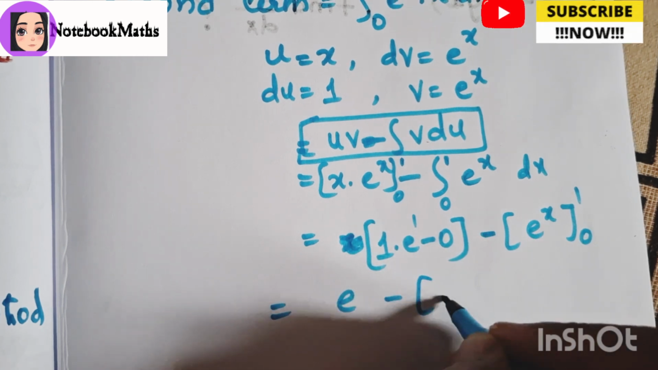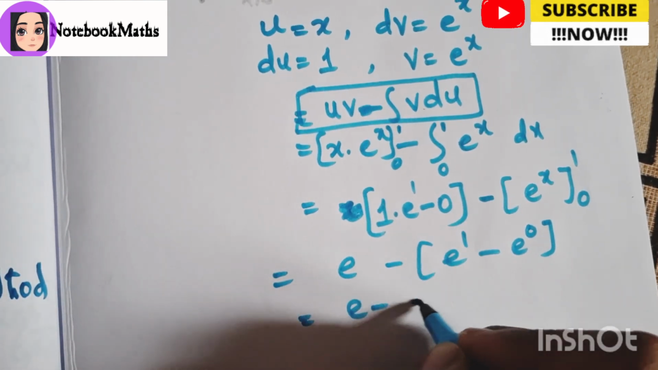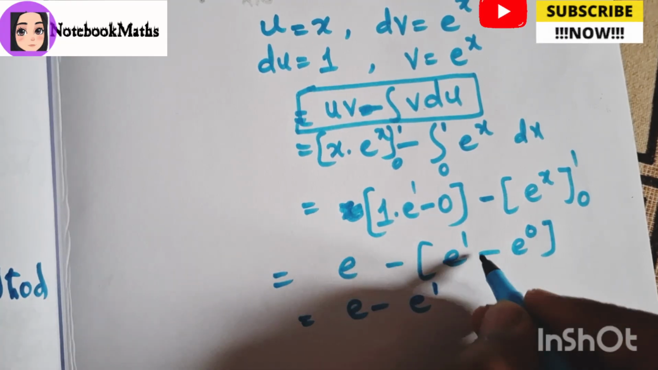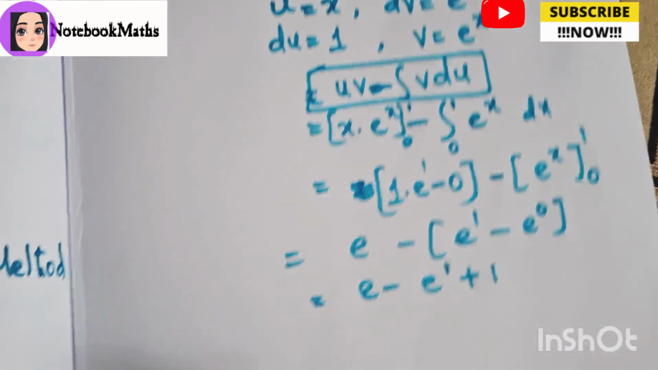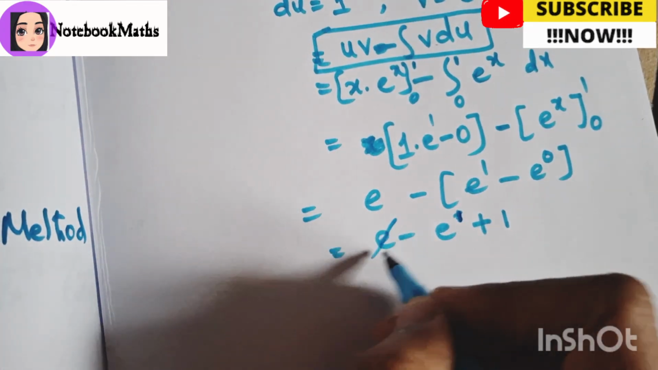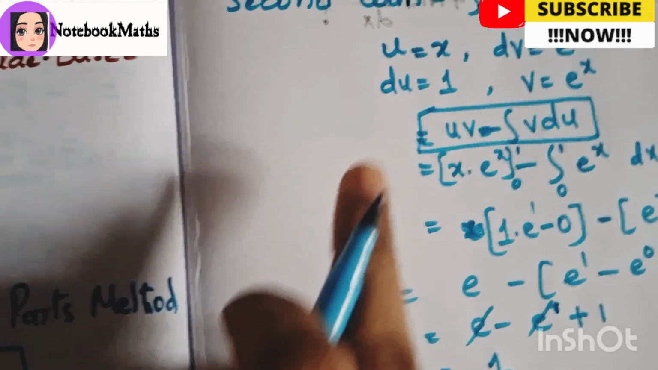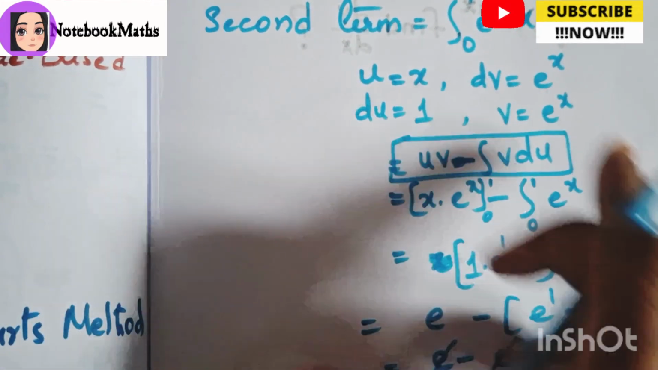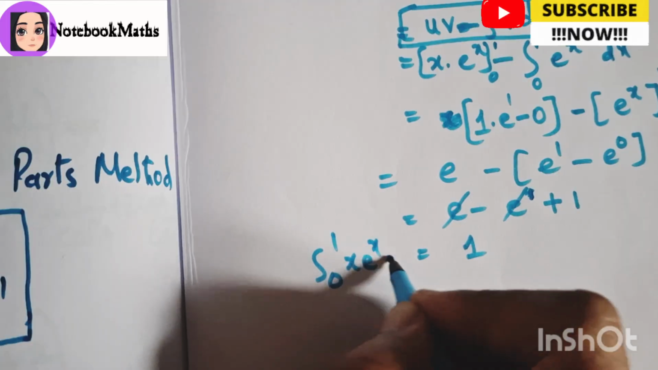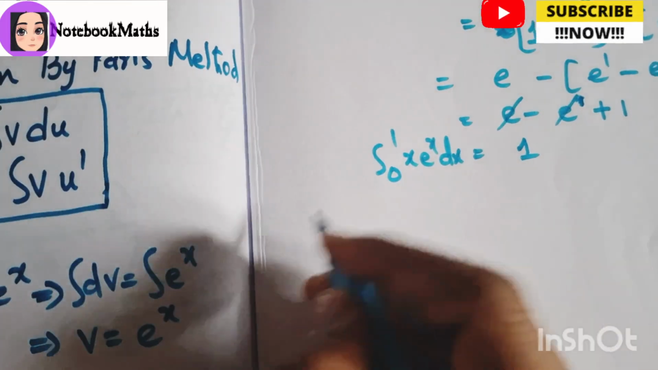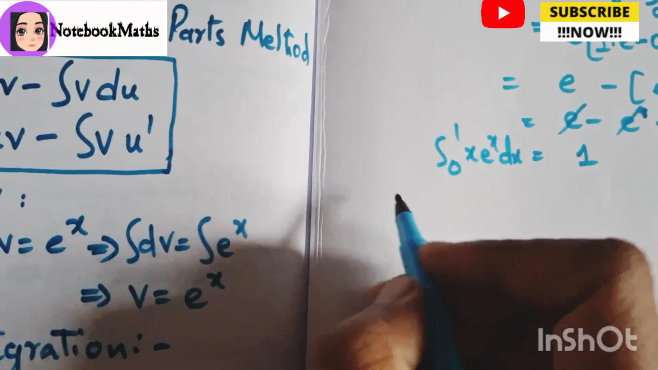Now here we get e power 1 minus e power 0, that is e minus e power 1, minus into minus. Here e power 0 is 1, and e power 1 means e only, so e and e get cancelled, and we get 1 here. So the integral from 0 to 1 of x e power x dx has value 1. So now substitute this term.